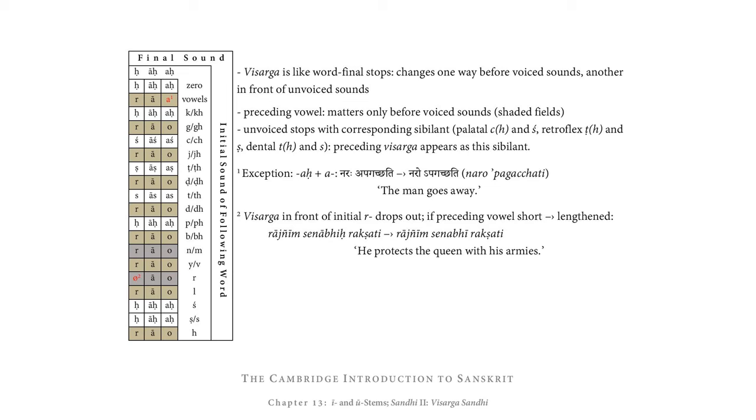Unfortunately, there is another irregularity that we've got here, and that is in front of a. Visarga preceded by any vowel other than a or a, so in the leftmost table, gives us exception number two. So what we've got here is the visarga disappearing. And if the preceding vowel is short, so if we are looking at ich or uch, then this short vowel is lengthened. So for example, if we have Rajnim Senabich Rakshati, he protects Rakshati, whom, the queen, Rajnim, how, with what, senabih, with armies, then the sandhi that we get from that is rajnim senabhi, the e is lengthened and the visarga is dropped, rakshati.